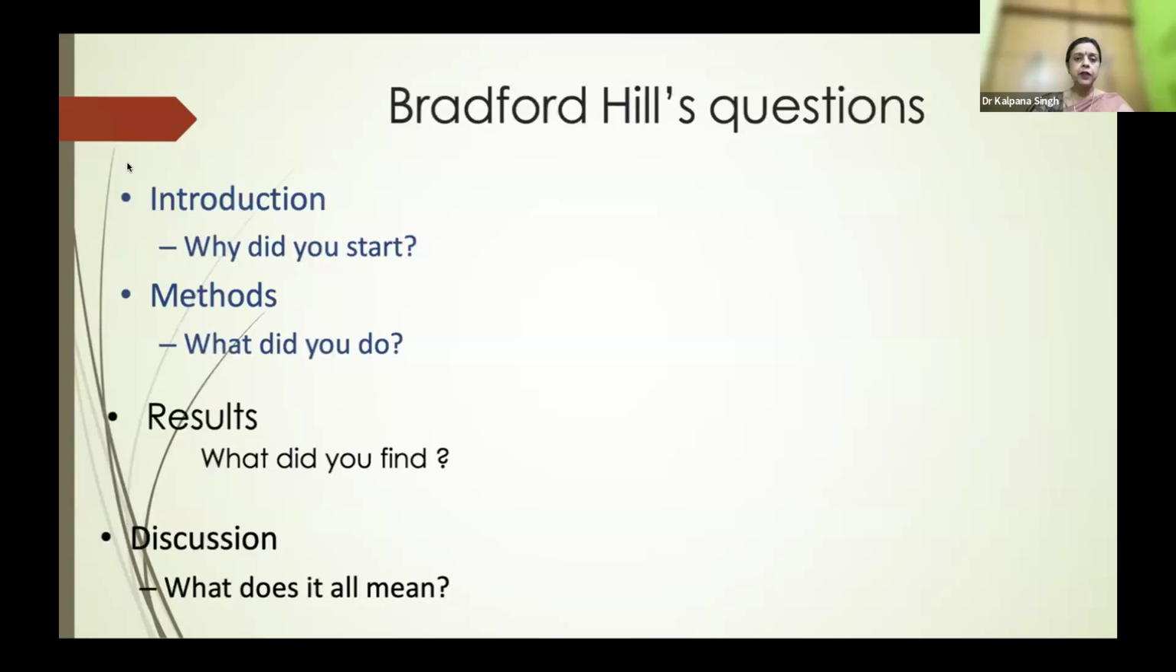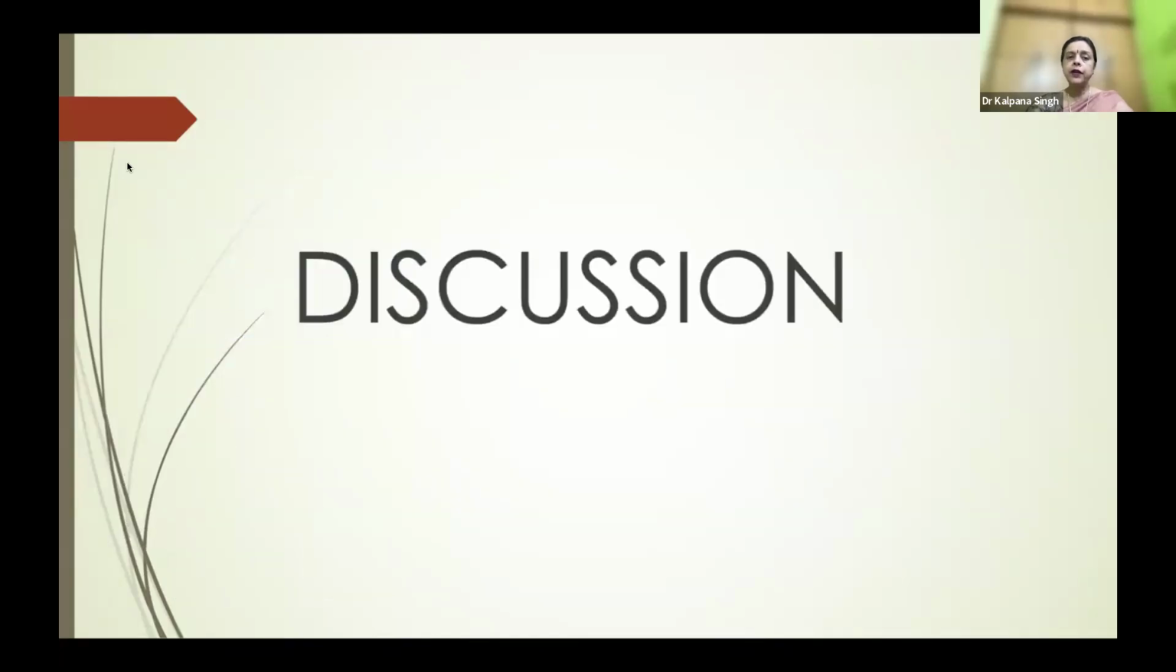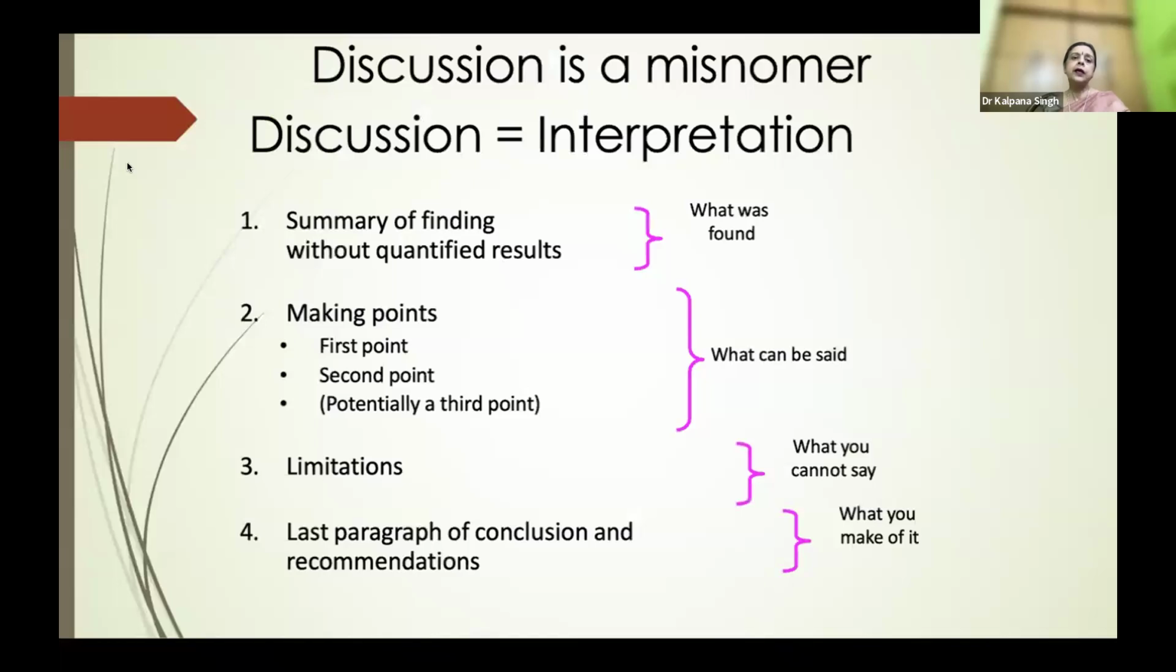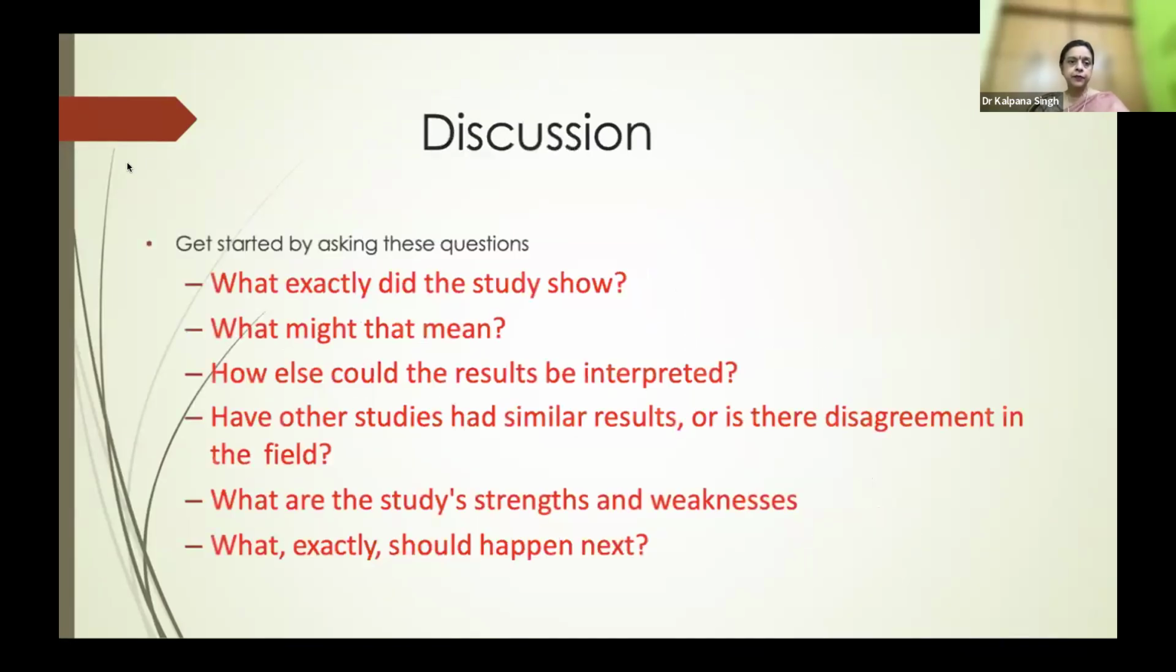Now coming to the last part, which is discussion. When we are writing the discussion, we have to write everything that is interpretation. Initially we write a summary of the findings without quantified results: what was found, then making points first and second, and what we can conclude from the findings. Then we write down the limitations of the study, and the last paragraph is the conclusion and recommendations, which means what we can make out of it.